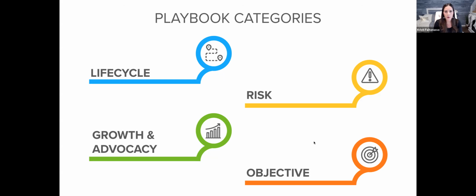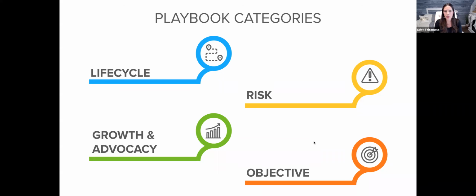So the first category that I have created is lifecycle. The second is growth and advocacy. So again, if your team is responsible for growing your accounts or building advocates, there's a lot of different programs and playbooks that you might want to create around those. The third one is risk. Sadly, I always feel like the risk playbook category contains the most playbooks, but there are a lot of risk factors that you might want to help your team navigate.